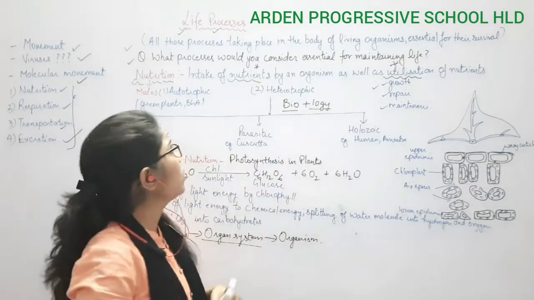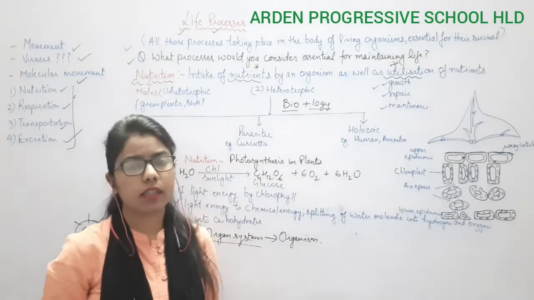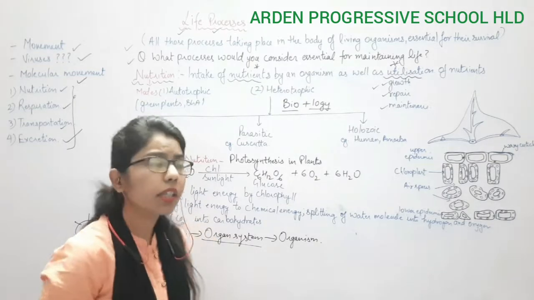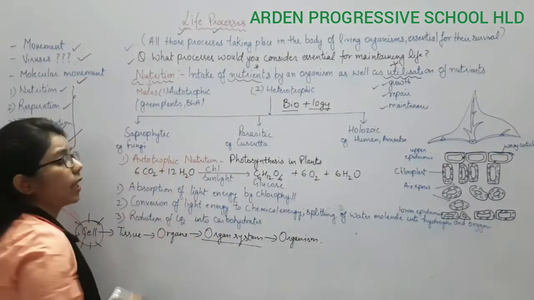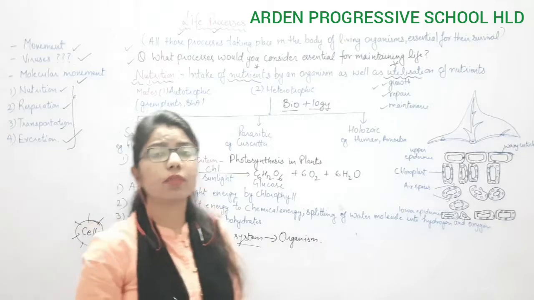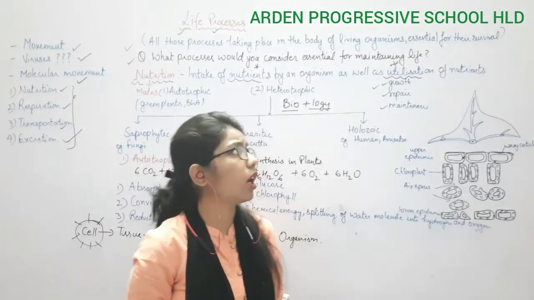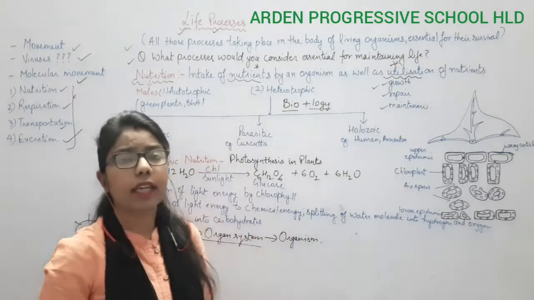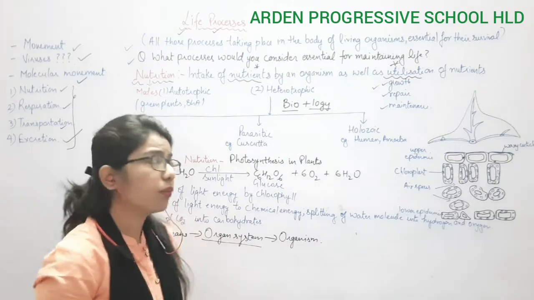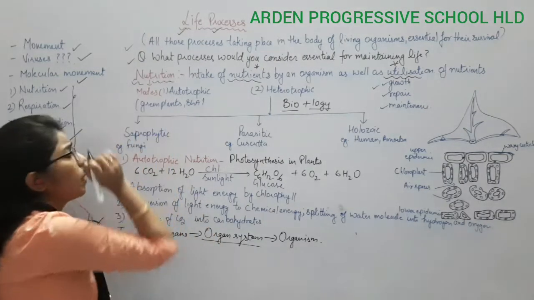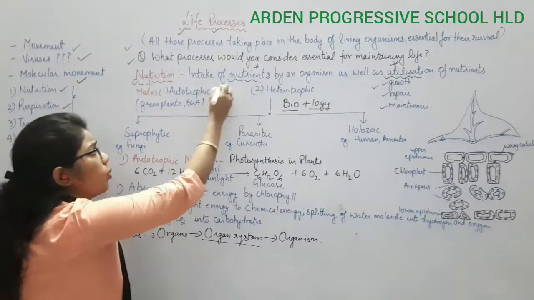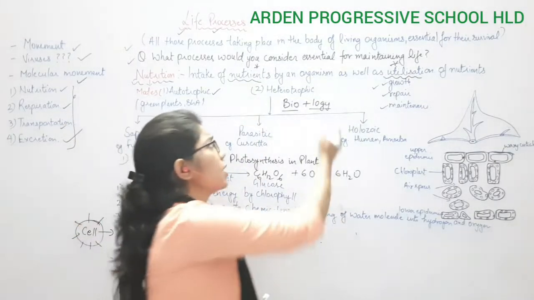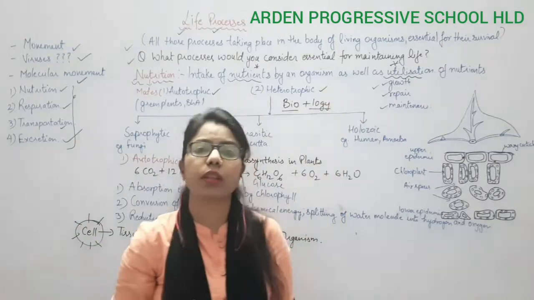Now, how can nutrition take place? We have majorly two modes of nutrition. The next topic is modes of nutrition: how any organism can take nutrition. So we have categorized them into two parts. What are they? Autotrophic mode of nutrition as well as heterotrophic mode of nutrition.